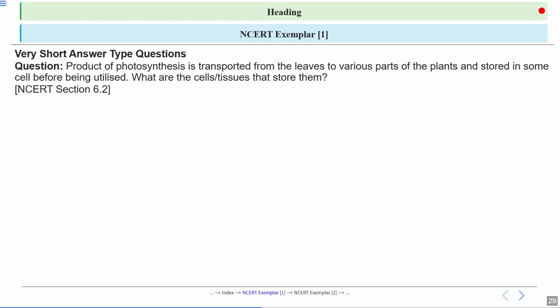Okay, now we will start with the very short answer type of question. And the first question is here. Product of photosynthesis is transported from the leaves to the various parts of the plant and stored in some cells before being utilized. What are the cells tissue that store them? So this question is coming from the NCERT section 6. Let us see the answer.